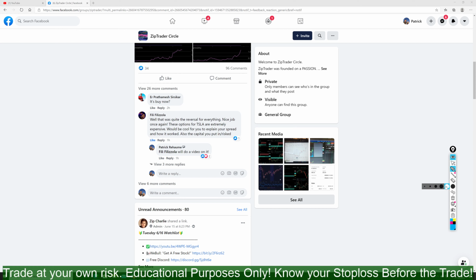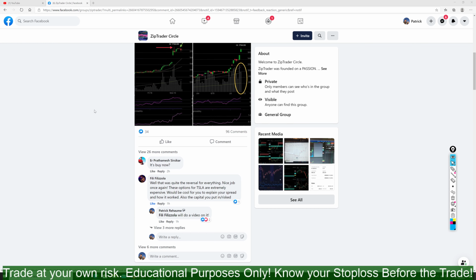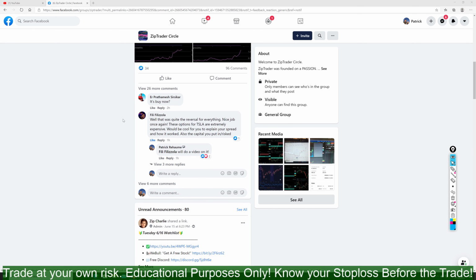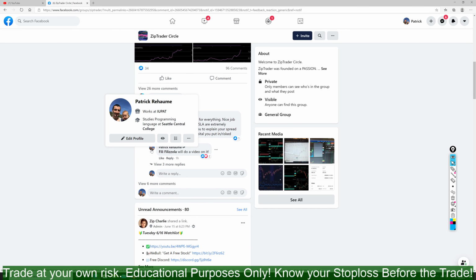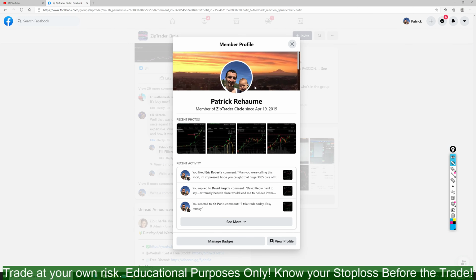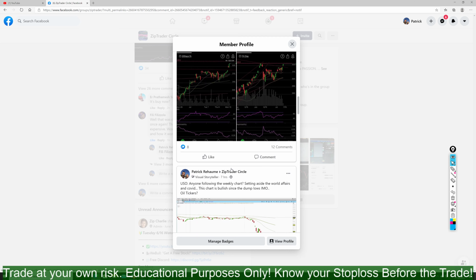I had some people asking me questions as far as how did I know what a good short entry would be on Tesla. And just for the record, so people can see this, for those of you who don't know, if you go to a Facebook group, you go to the comment section on a post, and you can click on the person's name or on the picture, as I'm showing right here, and then you can just scroll down and you can see all of their posts.